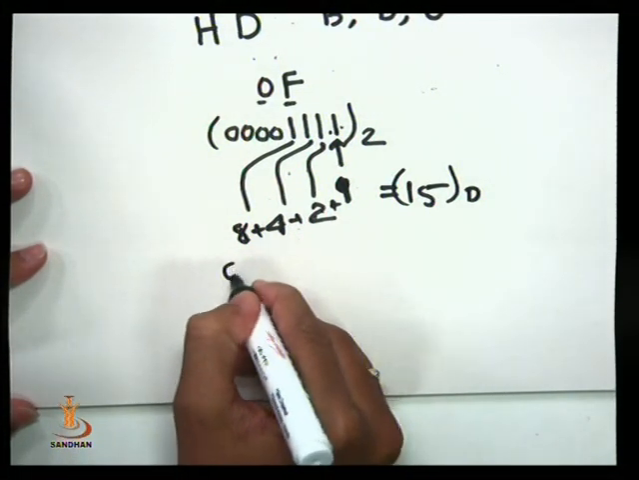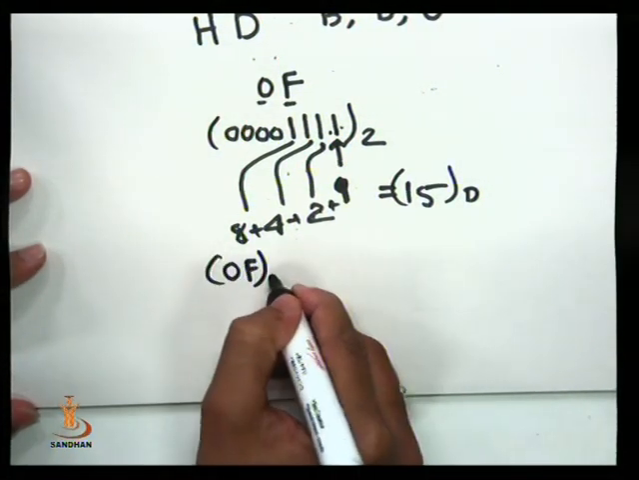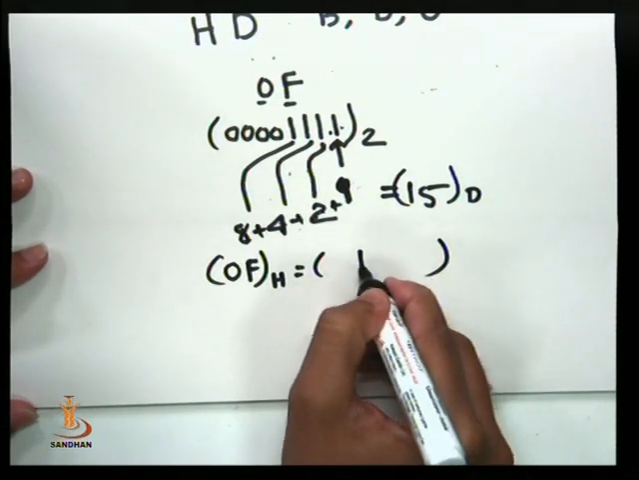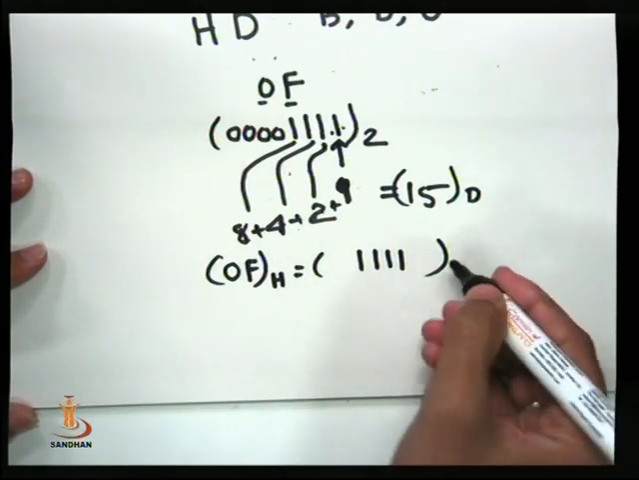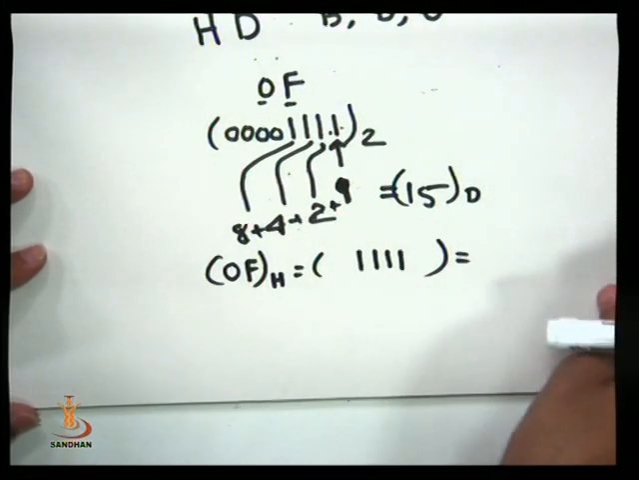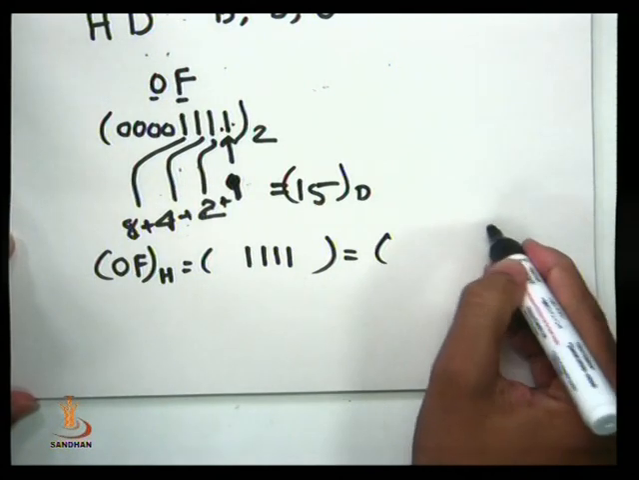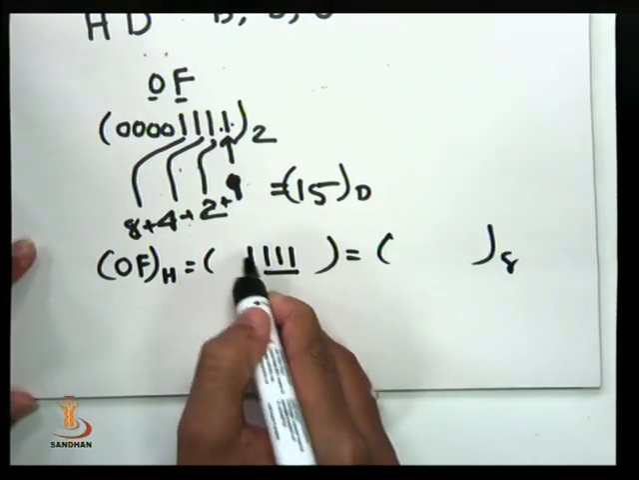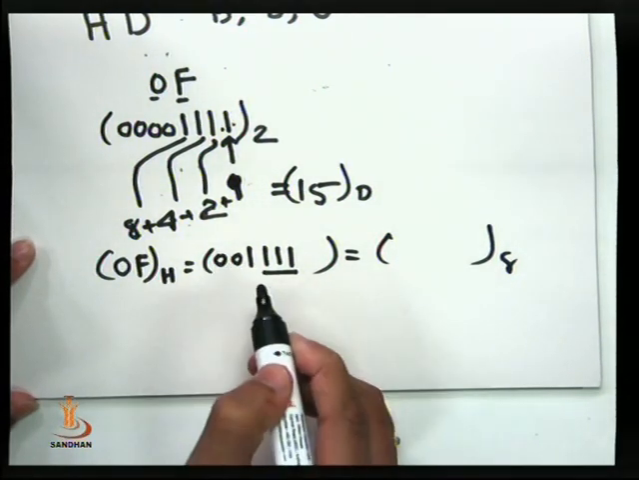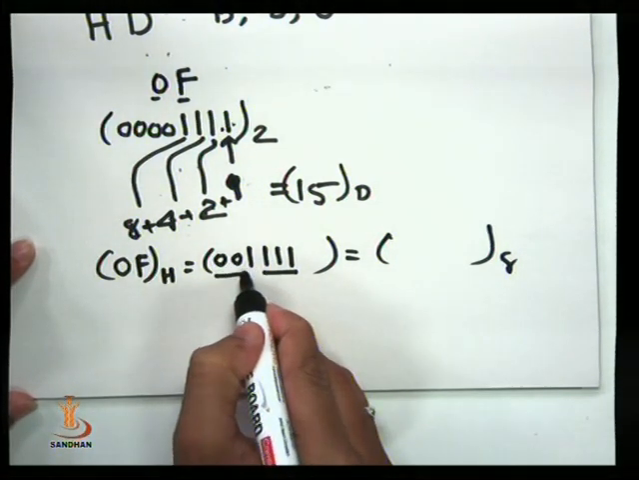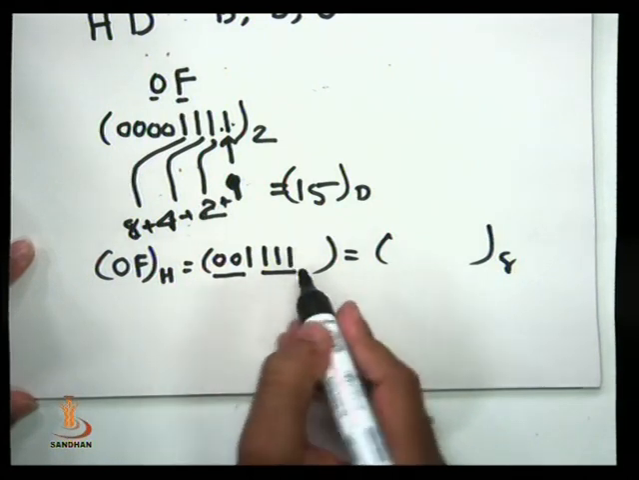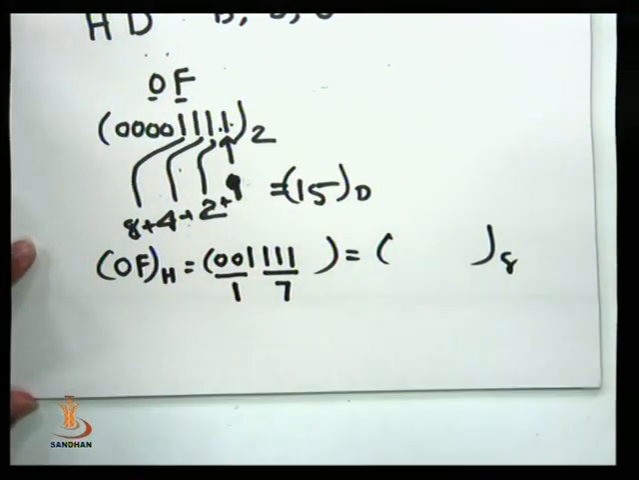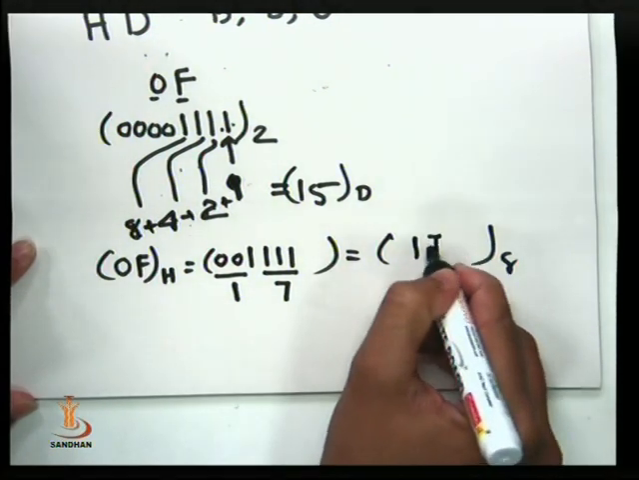And the last is hexadecimal to octal. My number was 0F in hex. I got binary 4 times 1, and my objective is to convert into octal. So make pairs of 3 digits. Here my 1 is alone, so I add two more zeros on the upper side. So 111 will give me 7 and 001 will give me 1. So my answer is 17.